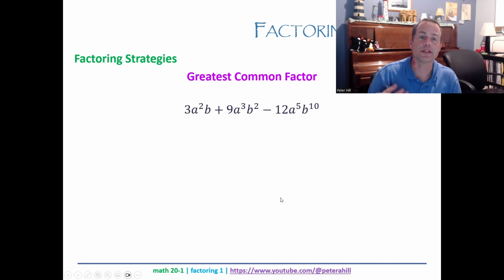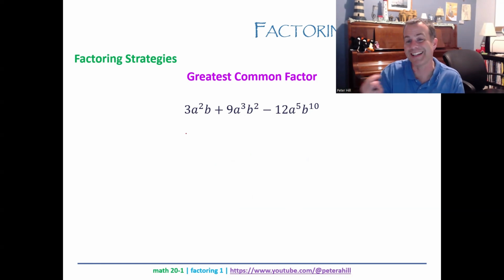All right, so now we're looking at 3a squared b plus 9a cubed b squared minus 12a to the 5 b to the 10. And I'm asking myself, okay, what's common to all of these? So I'm going to deal with just the numbers, deal with just the letters.